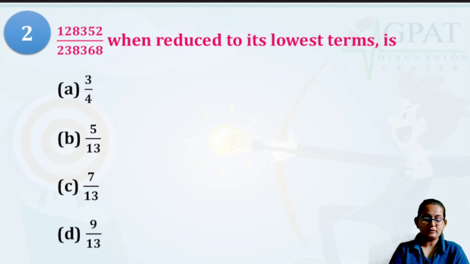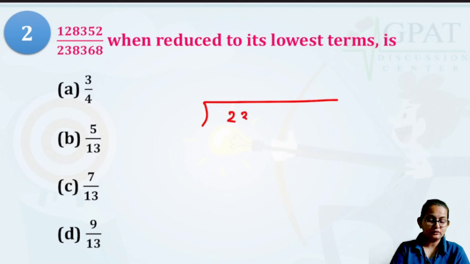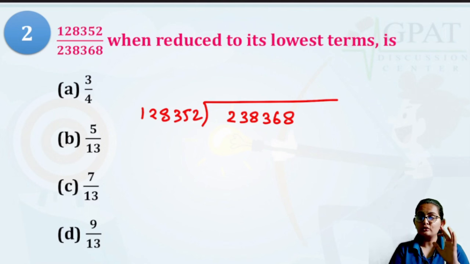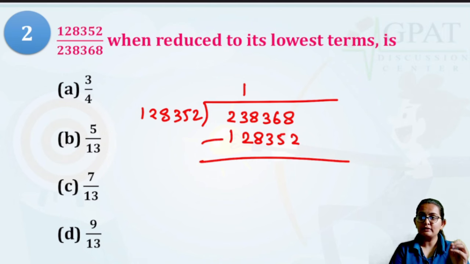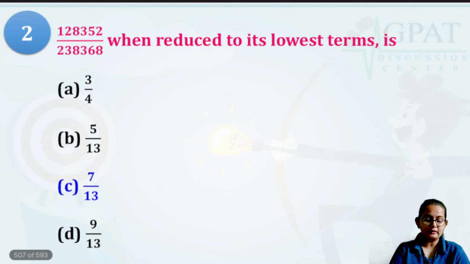Highest common factor. What do you have to do? You have to take the lowest number, and there are two numbers here, 128352 and 238368. So you have to divide. To find the HCF, you just need to divide this number by the remaining number. You are not required to know the table. You just take this particular number, similarly here, and try to minus it, and you will get the highest common factor. Okay, the answer is C.